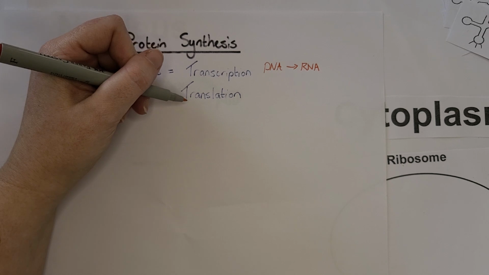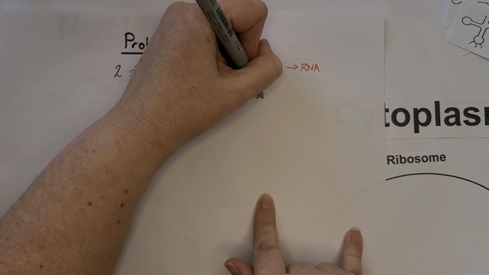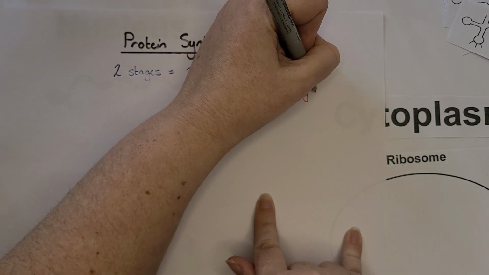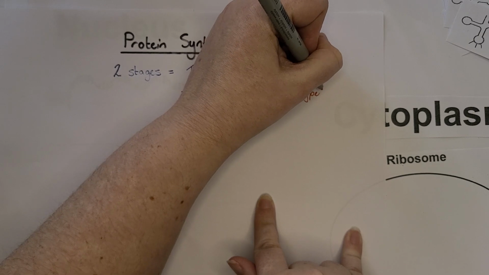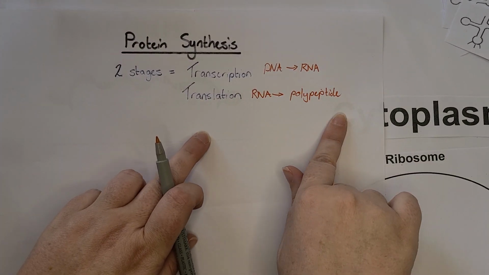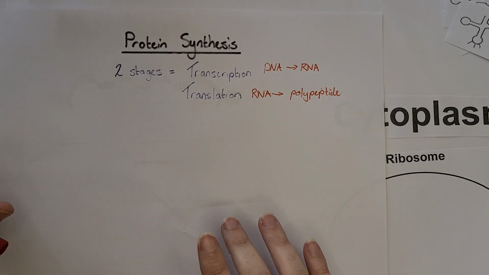Translation is taking it into a different language. So translation, we're going to take that RNA and we are going to turn it into a polypeptide full of amino acids. Okay, so you're taking it into a completely different language. So we're going to start by looking at the first stage of transcription.